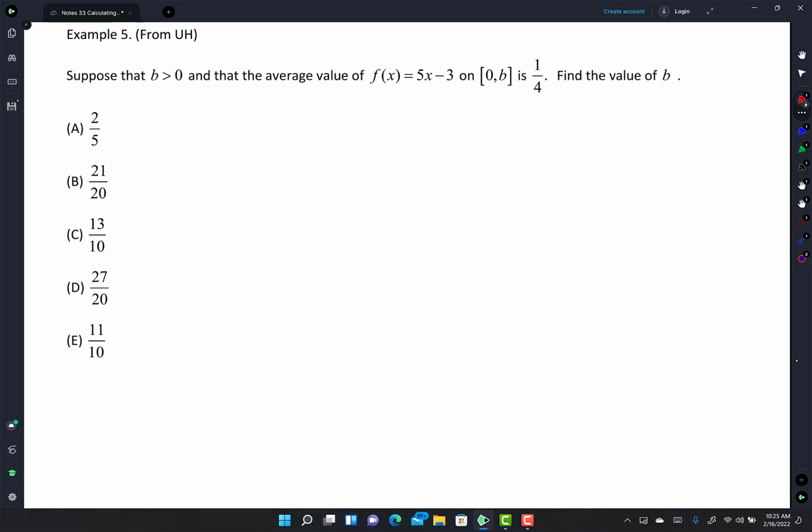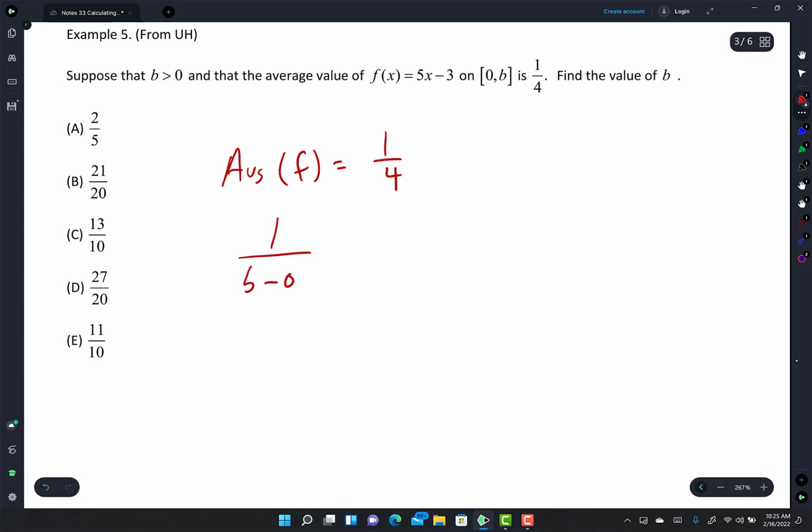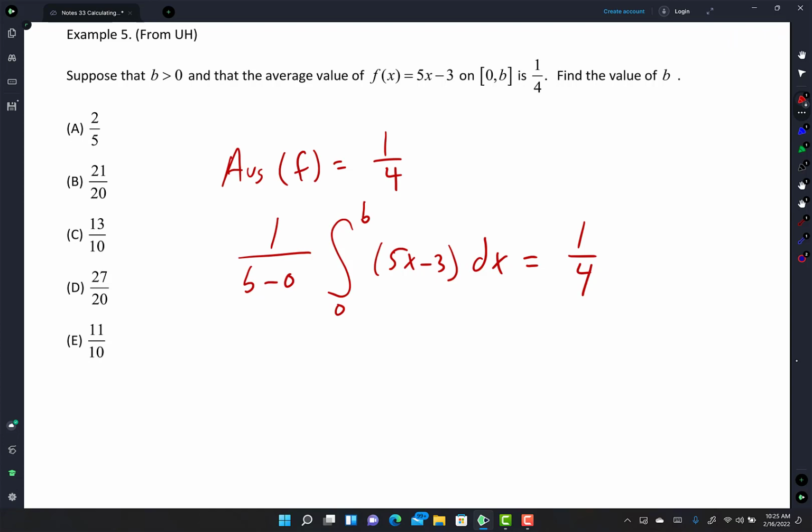So what is the setup? I want the average, and they already tell me the average, don't they? The average of f is 1/4. So here it is. I'm going to write a statement. The statement is the only calculus part: 1 over b minus 0, integral from 0 to b of 5x minus 3 dx equals 1/4. Well, I guess doing the antiderivative is also part of the calculus, but it's not much calculus.